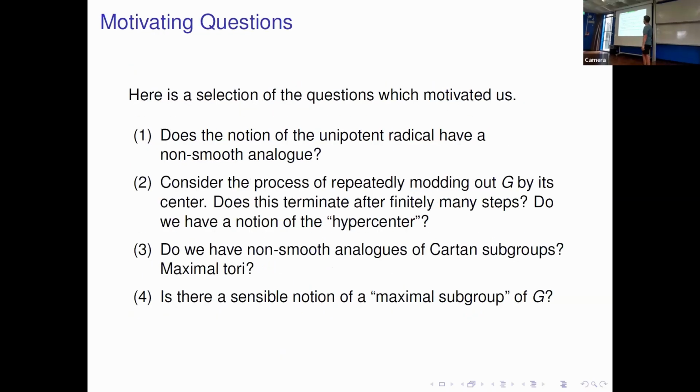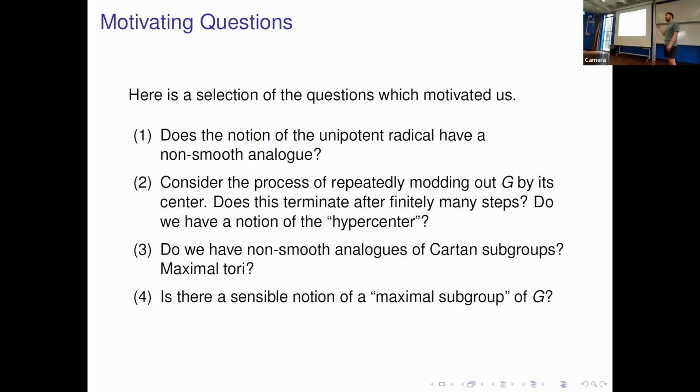Okay, so now let's go on to some of the questions which I was motivated by. So, the unipotent radical: can we remove some adjectives, in particular the word smooth? Can we get rid of that? Secondly, consider modding out G by its center, and then do it again. Does it terminate?